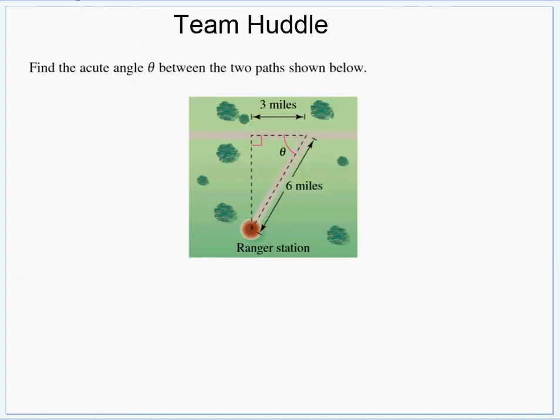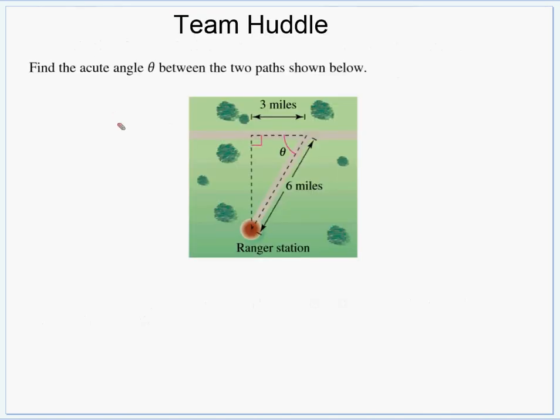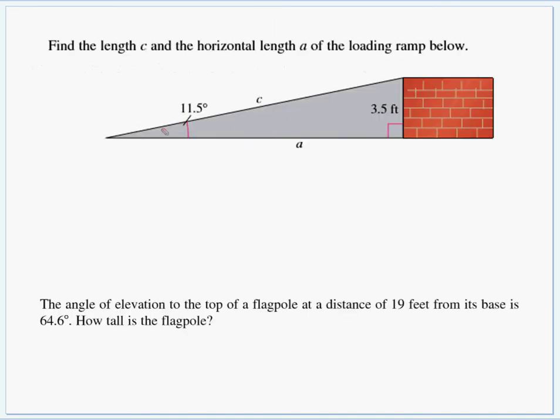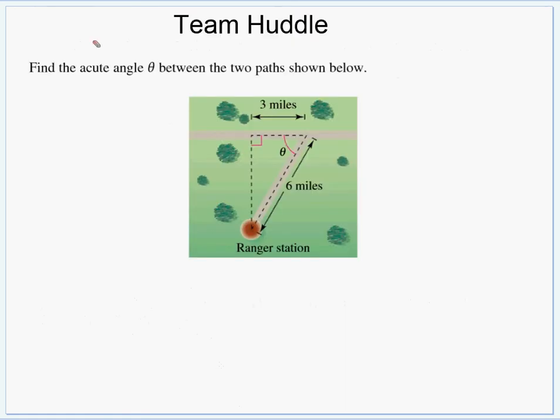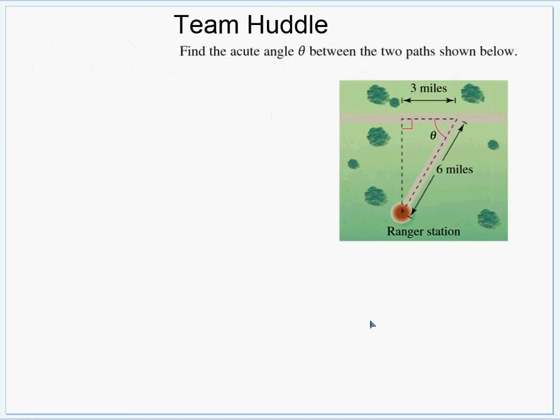A hurdle problem for you, a little practice. Actually, there's a couple of them here, 3 of them. So try this one, the angle between the paths. Don't forget you're going to use the inverse key for that angle. Here's one about a ramp. We're going to find the horizontal length and the hypotenuse. And we're going to find the height of a flagpole. So pause the video and try those. Fire it up and see if you got them right.